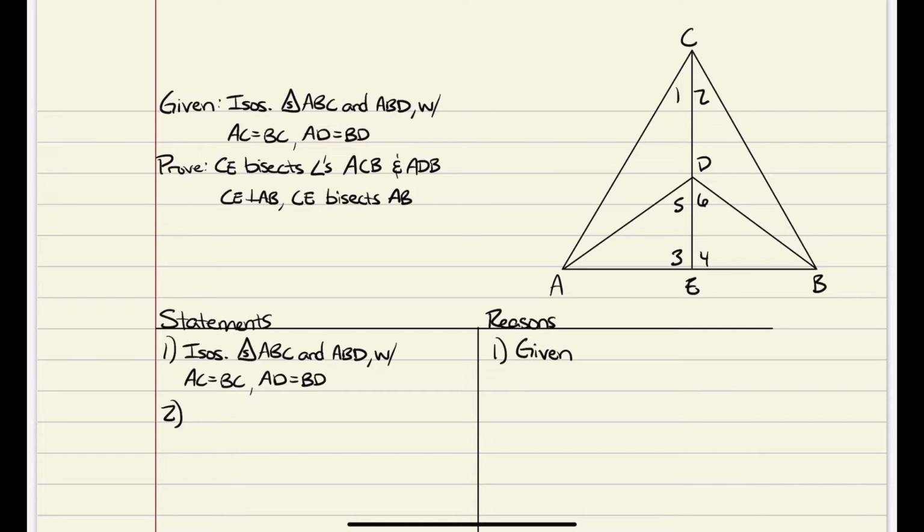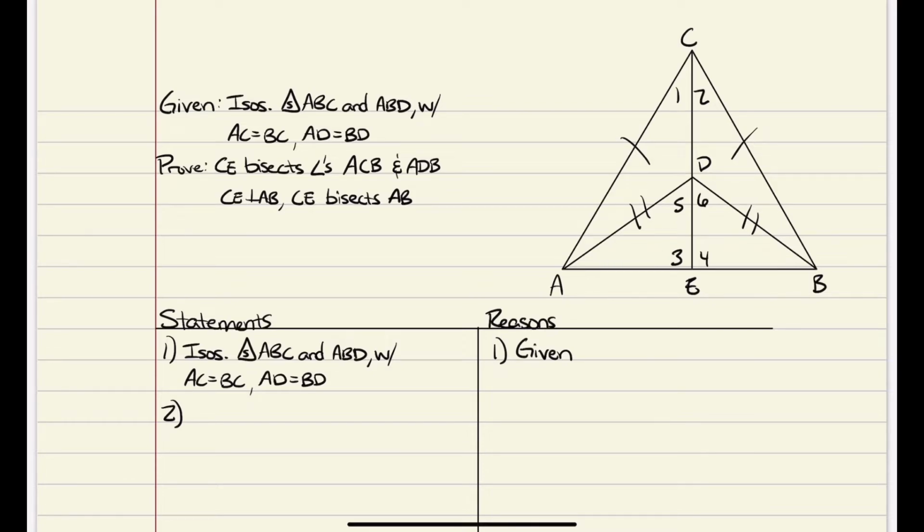So that's what we're given, and we're trying to prove that CE, this line right here, bisects this angle, ACB, and it bisects this angle here, ADB. We also are trying to prove that CE is perpendicular to AB and that it bisects the base of both of these isosceles triangles as well. So here we go. Let's just get right into it.